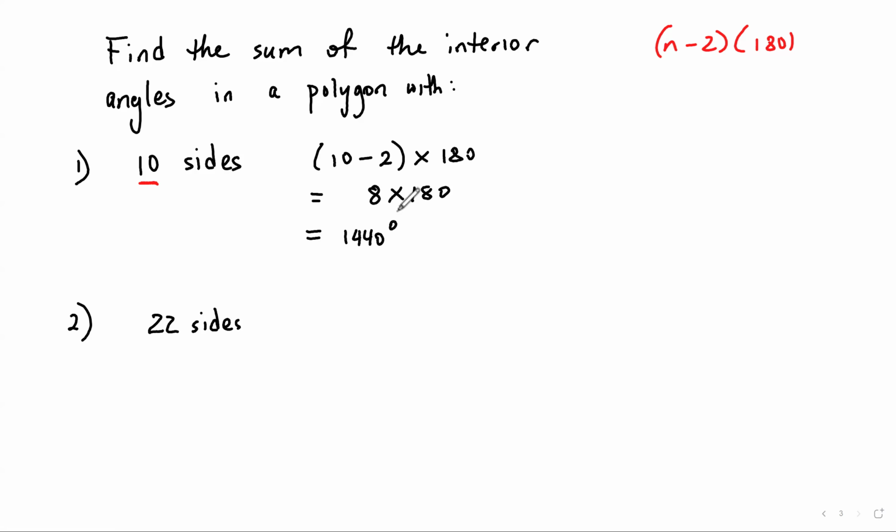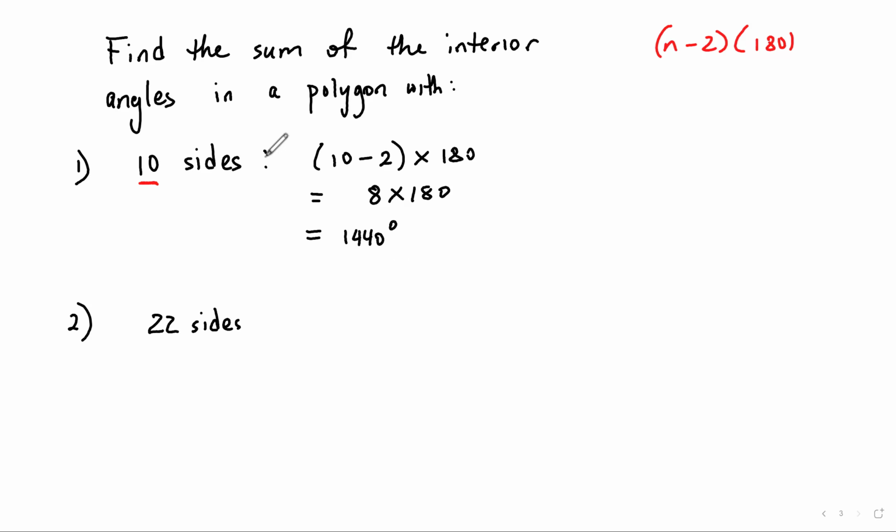So the sum of the interior angles in a polygon with 10 sides will be 1,440 degrees. If it's a regular polygon, then one of the angles will just be 1,440 divided by 10, because remember, all the angles are equal, right?